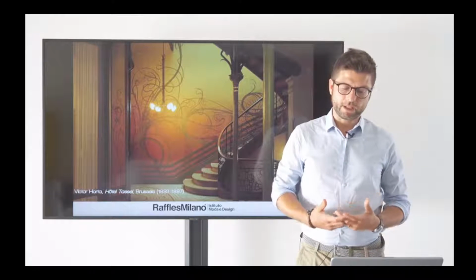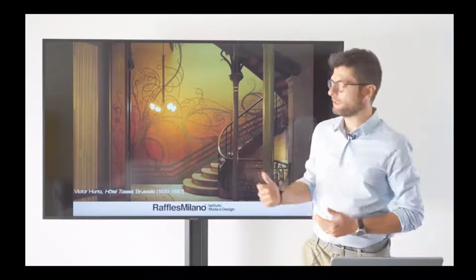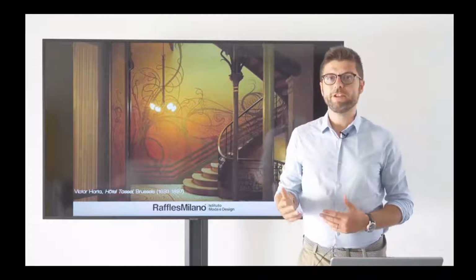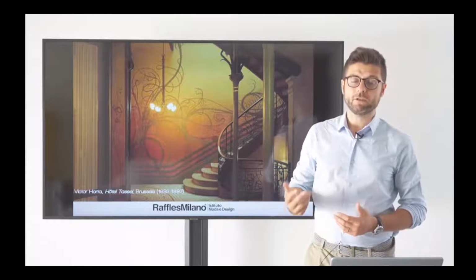So before talking with you about the importance of these interiors, every time you see these pictures, try to think about them from these three points of view: light, materials, and volumes.